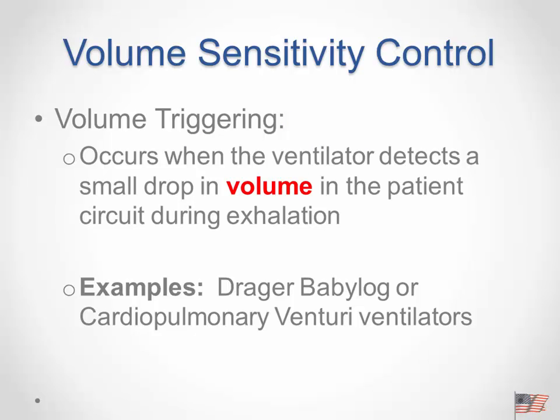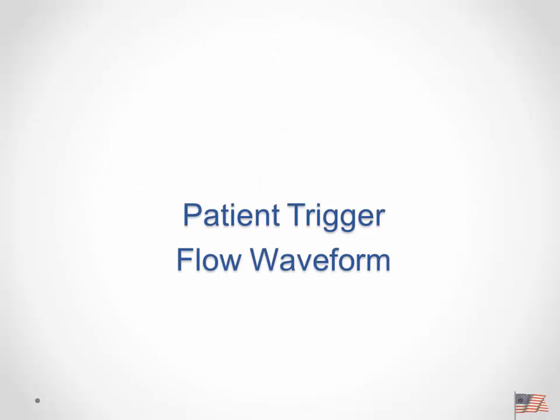We also can have volume triggering, where instead of triggering based upon a certain amount of flow or a certain amount of pressure, when it senses that a certain volume has been depleted, it says, oh, the patient must want a breath. You don't see this often, but there is the Draeger Babylog, which is their infant version. And then there's a bizarre ventilator that I don't think I've ever seen clinically. It's called the Venturi, the cardiopulmonary Venturi ventilator.